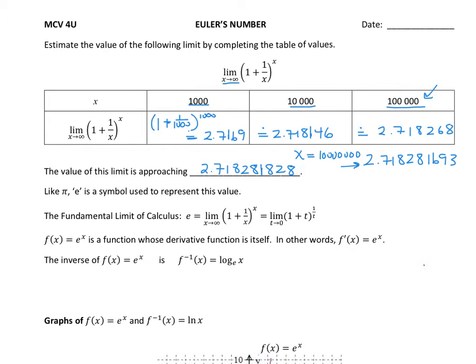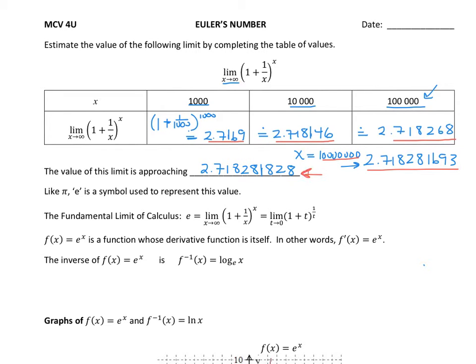All right, I have filled in my chart here, and you can see these values of our limit are changing. They're increasing, but they're increasing only by a tiny little amount. And in fact, I did 10 million. When x is 10 million, this is what my calculator said. So we are getting closer and closer to a specific value here when we calculate this. And in fact, the value of this limit is approaching this value here.